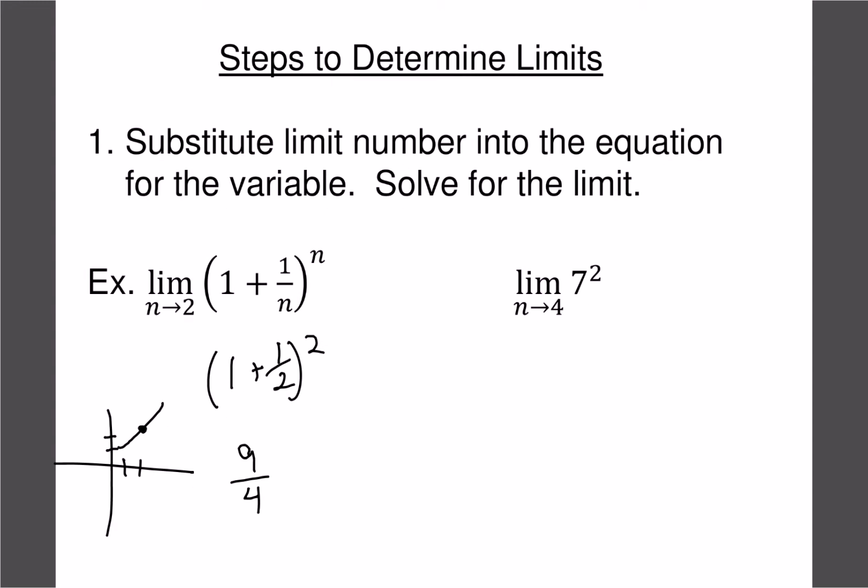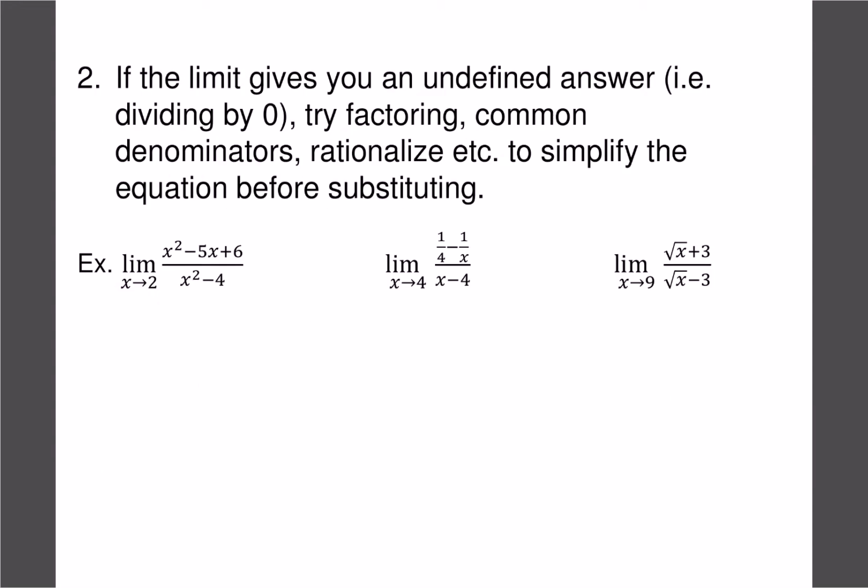So the next example, if we plug in a 4, we would get 7 squared, which is just a flat line. That's just like saying y equals 49. So that means it doesn't matter what our x value is. Our limit is going to be just 49. So again, our graph would just be a horizontal line at 49. So it doesn't matter what we approach. It's always going to be just 49. So the first step is definitely plug things in and see what happens.